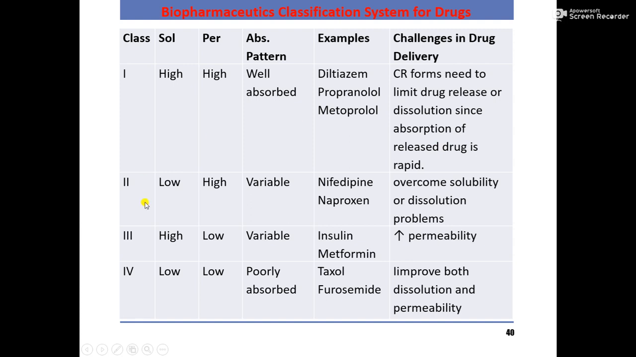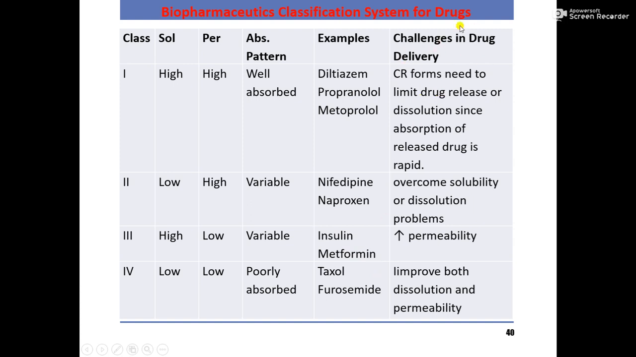In class 2, a drug has low solubility and high permeability, and has variable absorption patterns. The classical examples are nifedipine and naproxen. The challenge in drug delivery is to overcome the solubility and dissolution problem. Class 3 drugs have high solubility and low permeability, with variable absorption patterns. Examples are insulin and metformin, anti-diabetic agents.